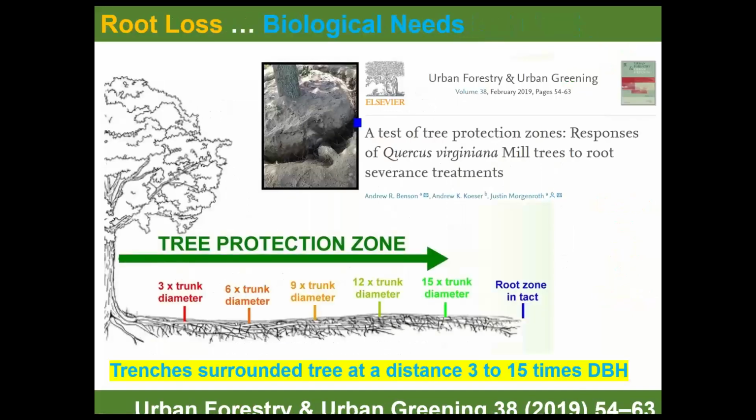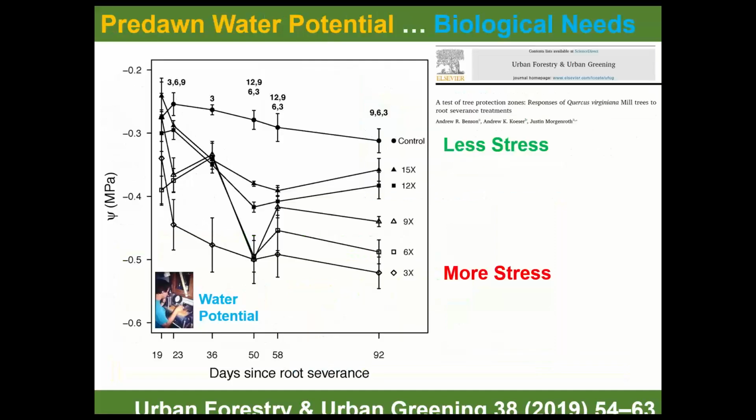Now let's look at another set of studies from Dr. Andrew Benson and then his colleagues, Dr. Andrew Koeser and also Dr. Justin Morgenroth, where they actually looked at 3x, 6x, 9x, 12x, 15x in an intact root zone where there was no severing that occurred at all. And they're comparing again here the physiology, and also they looked at some resistance to failure. So in the case here, the first thing, pre-dawn water potential again, days since root severance actually occurred.